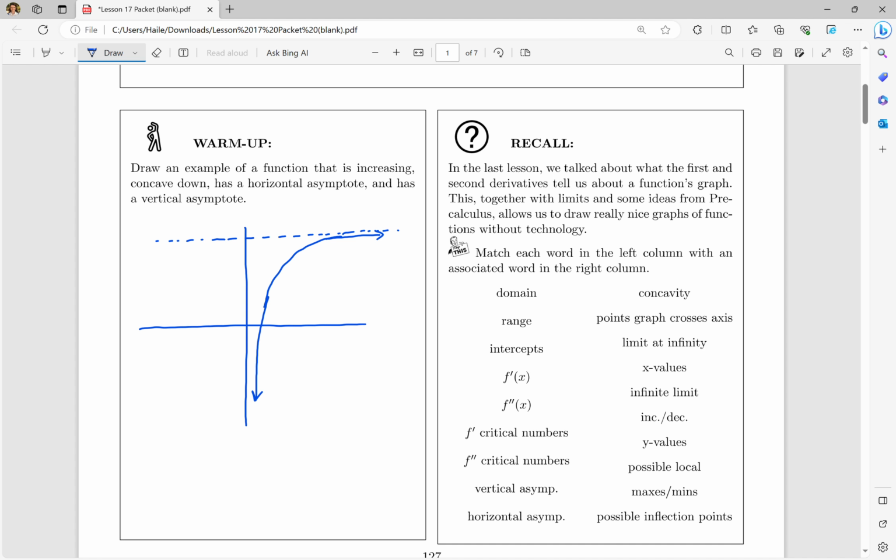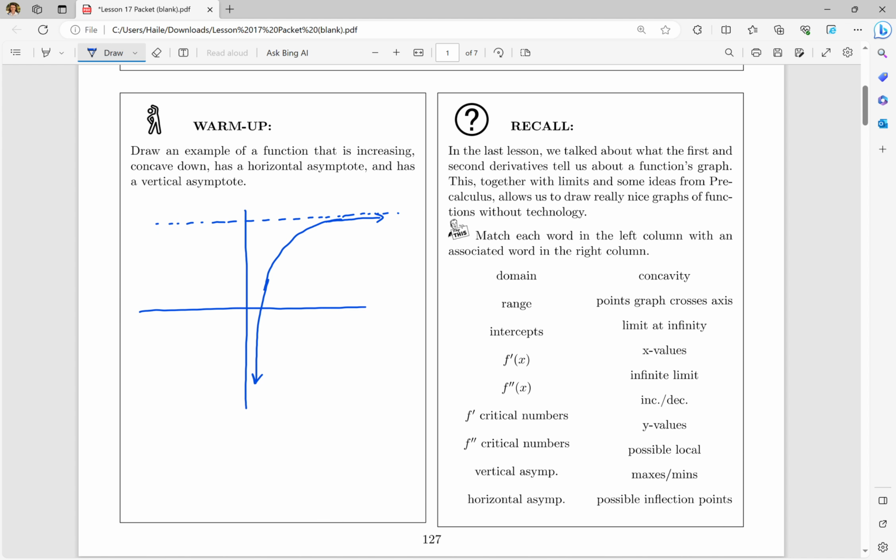So in the last lesson, we talked about what the first and second derivatives tell us about a function's graph. But like I was saying, together with a bunch of other stuff that we've done, so like limits, some ideas from pre-calculus, that's like domain and range, we can draw really nice graphs of functions without technology. So what I want you to do really quick, pause the video. I'm going to keep matching the words now, but pause the video, try to match the words yourself, because that's going to be a good review of everything that we've learned so far.